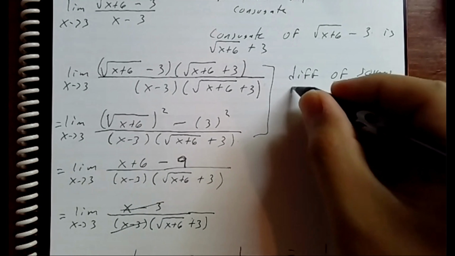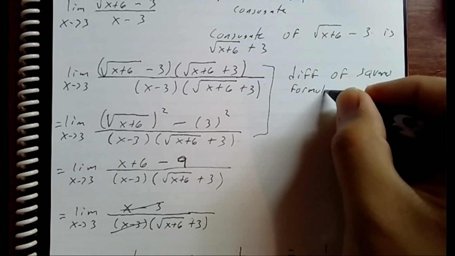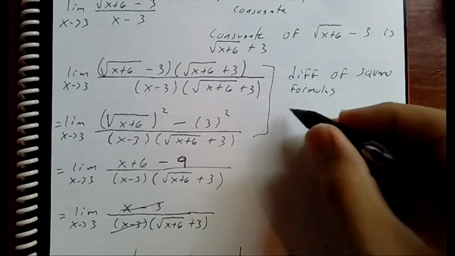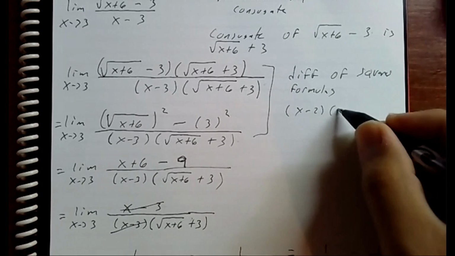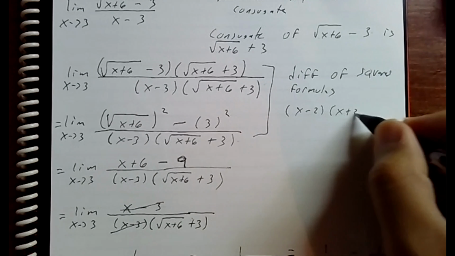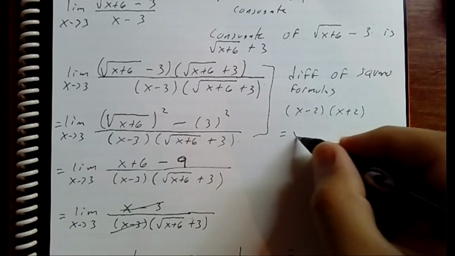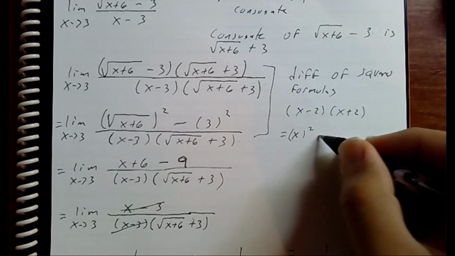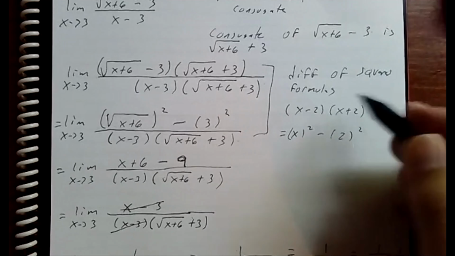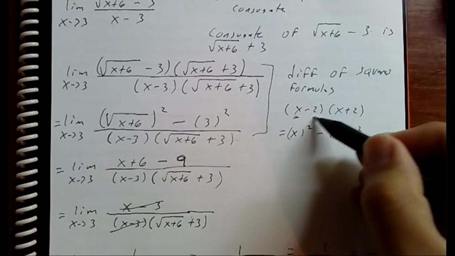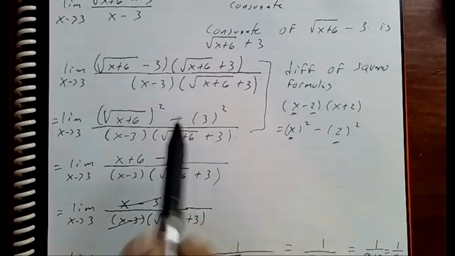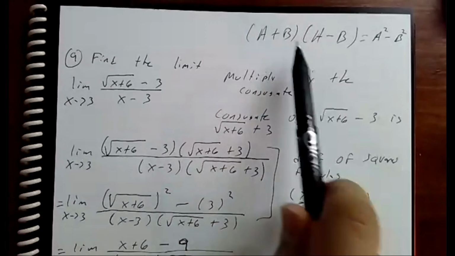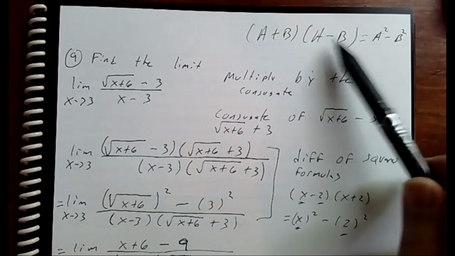If you do all the FOIL, you'll see it, but I don't recommend doing that. Basically, if you have x minus 2 times x plus 2, it's always going to be x squared minus 2 squared. So whatever is in there goes in here. That's the formula I used up here at the very top. Difference of squares allows us to skip that work.